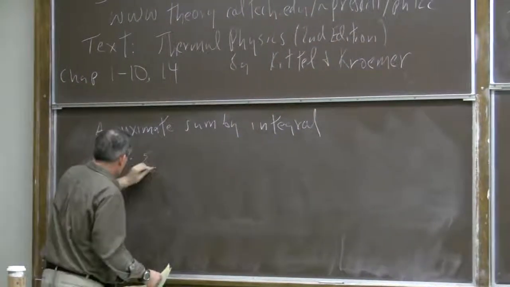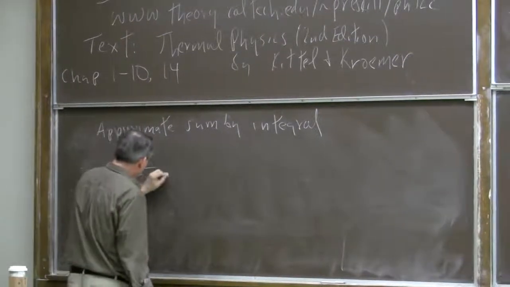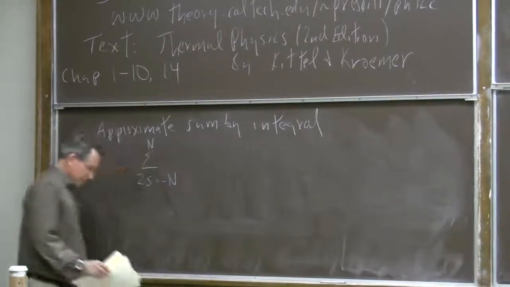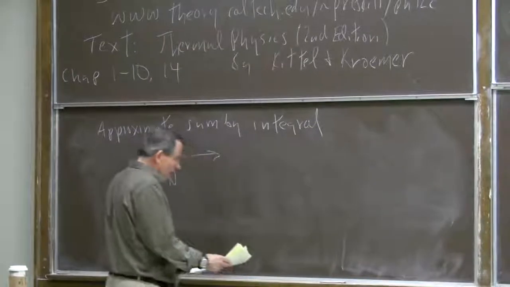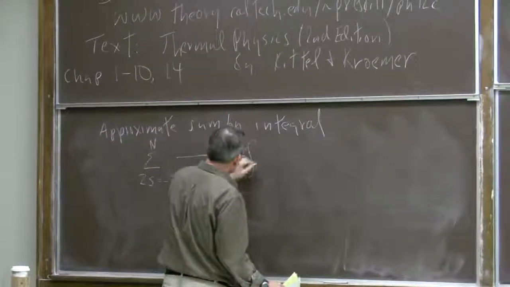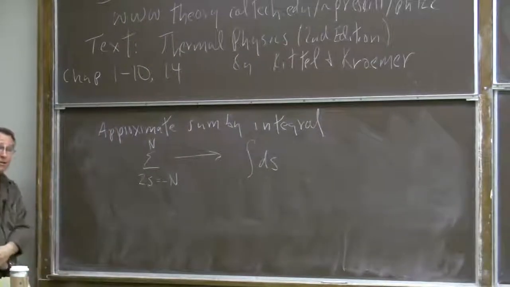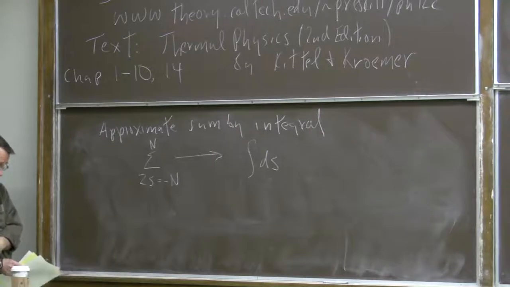So in fact, what I called the excess can range from minus n to n. 2s can go from minus n to n. And we can imagine integrating ds instead, thinking of s as a continuous variable, and get a very good approximation for the purpose of computing our expectation values.